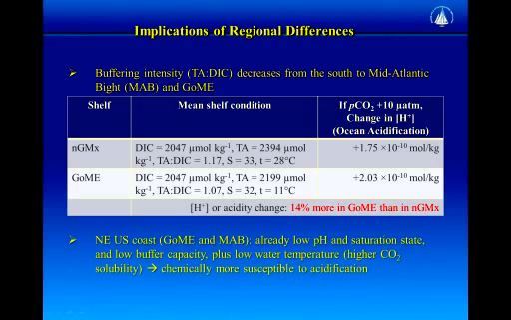And because of this, plus there's a low temperature. In other words, the northeast waters have low water temperature, which means a higher CO2 solubility. It will absorb more CO2 into the water. So all of this indicates that chemically these waters are more susceptible to acidification if the acidification continues.